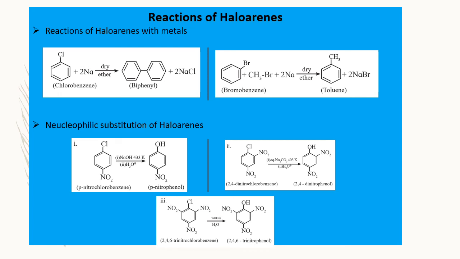Thus, para-nitrochlorobenzene gives para-nitrophenol, 2,4-dinitrochlorobenzene gives 2,4-dinitrophenol, and 2,4,6-trinitrochlorobenzene gives 2,4,6-trinitrophenol on nucleophilic substitution reaction.